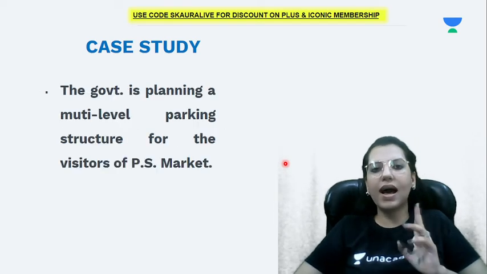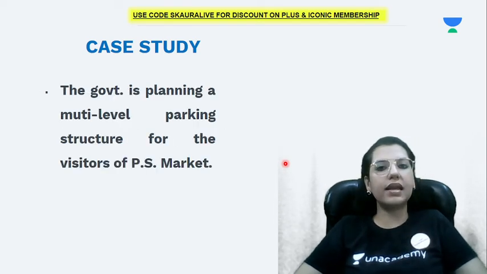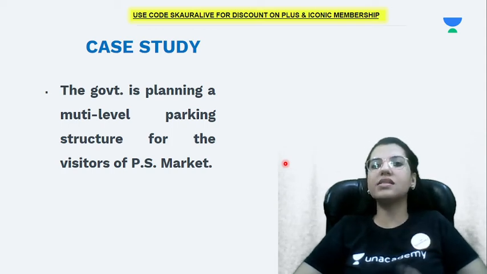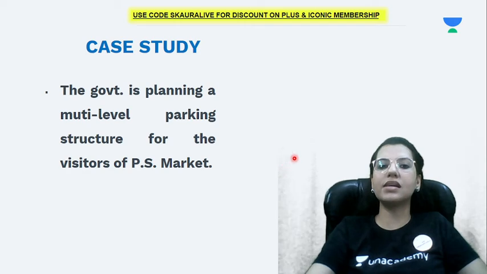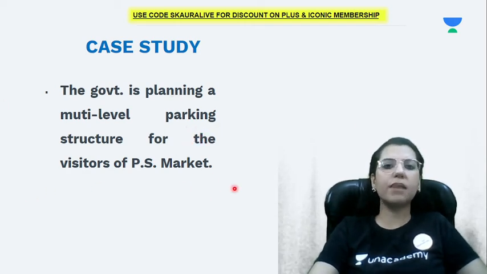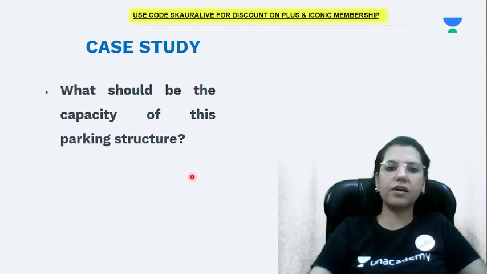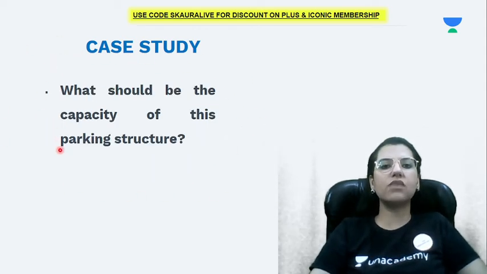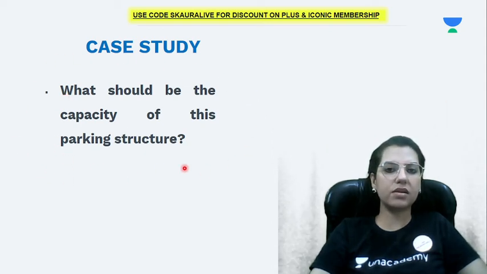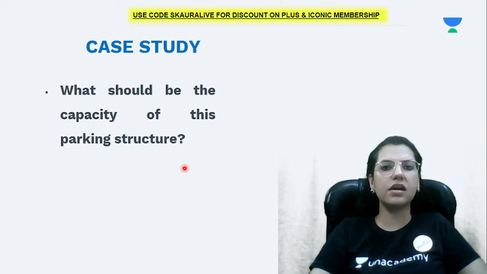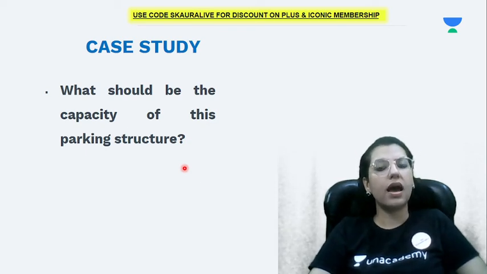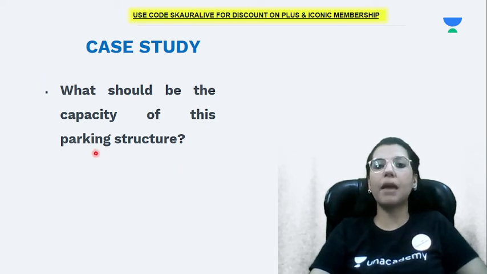Now, one last case study before I leave. This is a case study where only this much case is given, this much problem is given: the government is planning a multi-level parking structure for the visitors of some market. And what you are expected to do, look here. This is the question: what should be the capacity of this parking structure? A multi-level parking structure is being built in some market, and you are asked what should be the capacity.